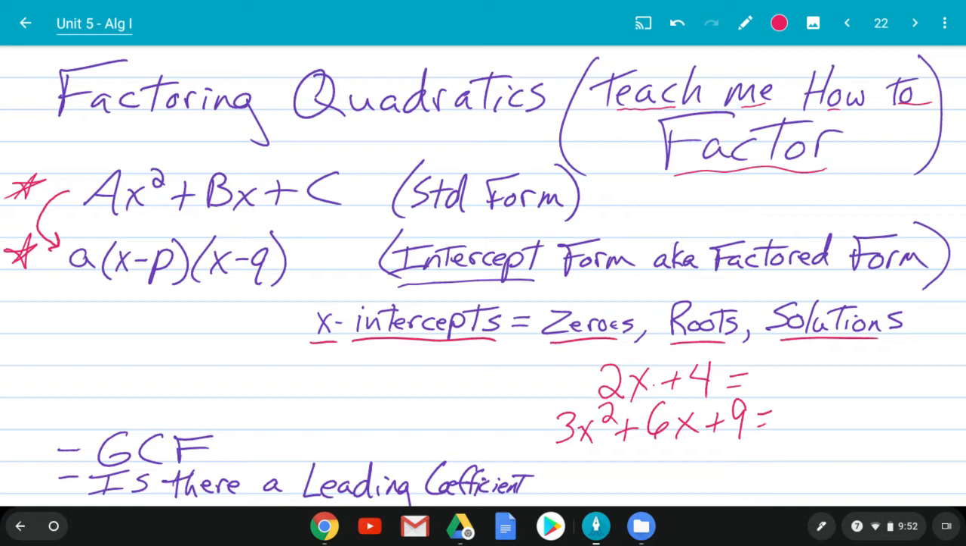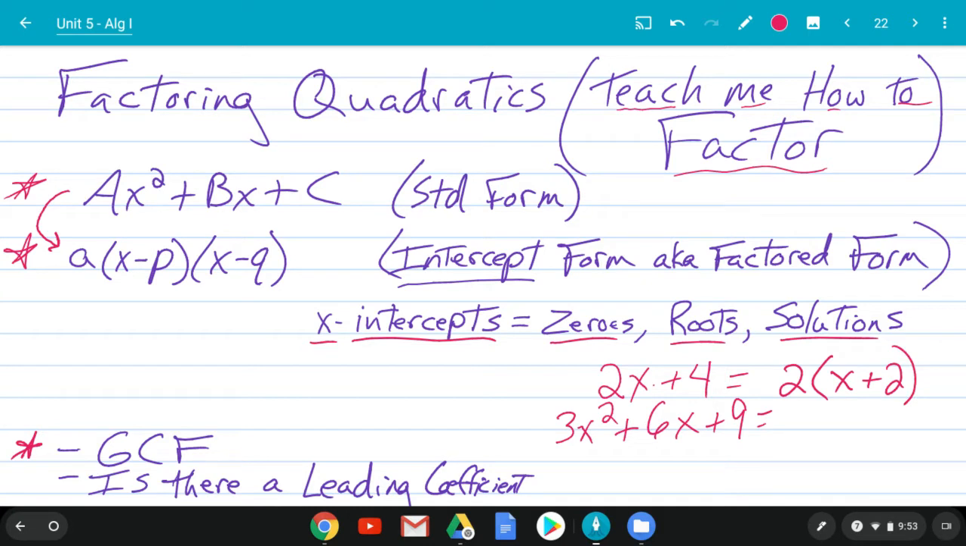When we go to factor quadratics, the first thing we're going to do is GCF. We're going to find our greatest common factor. I've got two examples for us right here: 2x plus 4 and then 3x squared plus 6x plus 9. What is the GCF of 2x plus 4? Yep, that's right, it's 2. So I can pull out a 2. 2 times what gets me 2x? Well, 2 times x. And 2 times what gets me 4? Well, 2 times 2. So I just factored a 2 out of 2x plus 4.